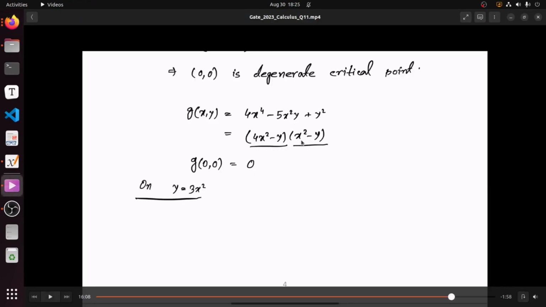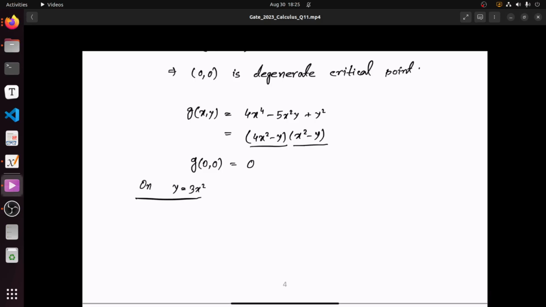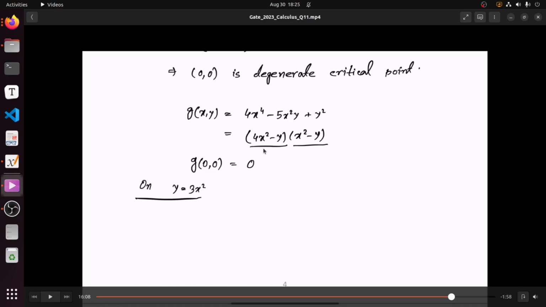So in a neighborhood you have to check for a saddle point that it changes sign, right? Because at (0, 0) it takes the value 0. If in a neighborhood of 0 it is always positive or negative, then it will be either a minimum or maximum, right? So you have to show in a neighborhood of (0, 0) that this function g of (x, y) takes both values, right? So for that, you make g of (x, y) positive or negative.